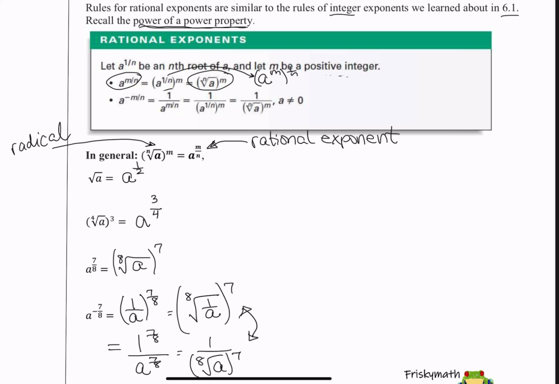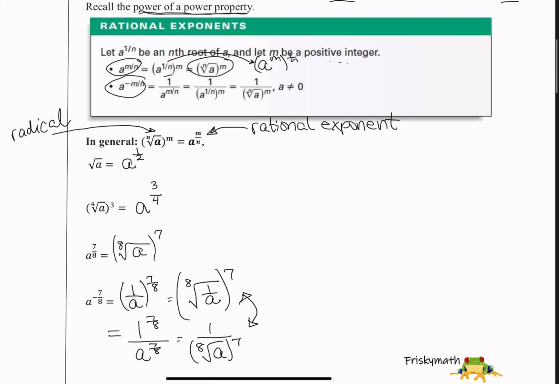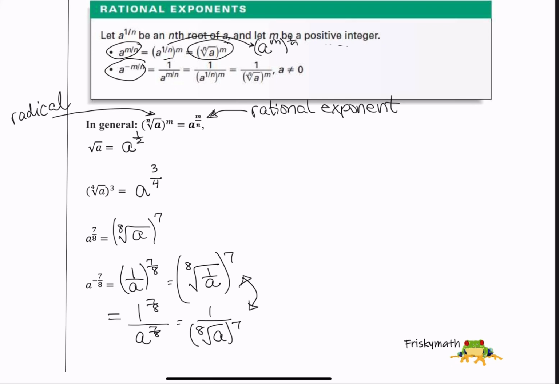The second bullet talks about your negative exponent and how you need to make it positive or else it's not completely simplified. And that's all the different ways that you can write, just like we did, a to the negative 7/8.